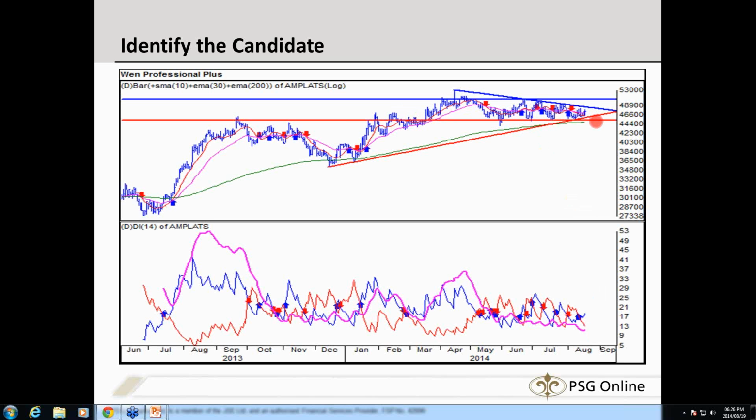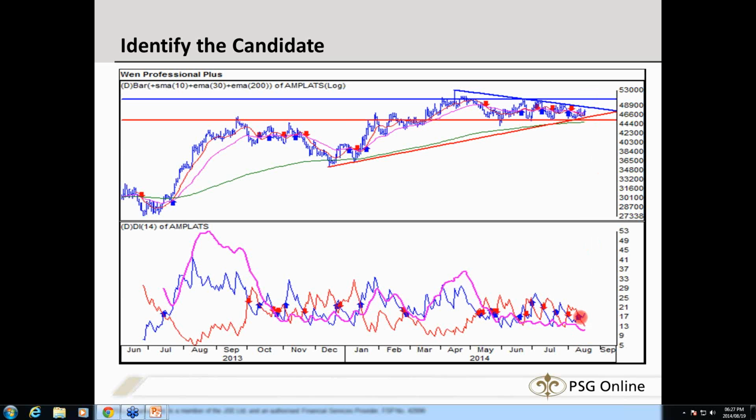Here's Amplats moving between a support level of roughly 445 and a high of about 490. It's also making a bit of a triangle. It's breaking out, coming quite close to the apex, and it's also above its 200-day moving average. I always say we go long as long as it's trading above its 200-day moving average. So this is a very important support level, and I want to see it break out from there.